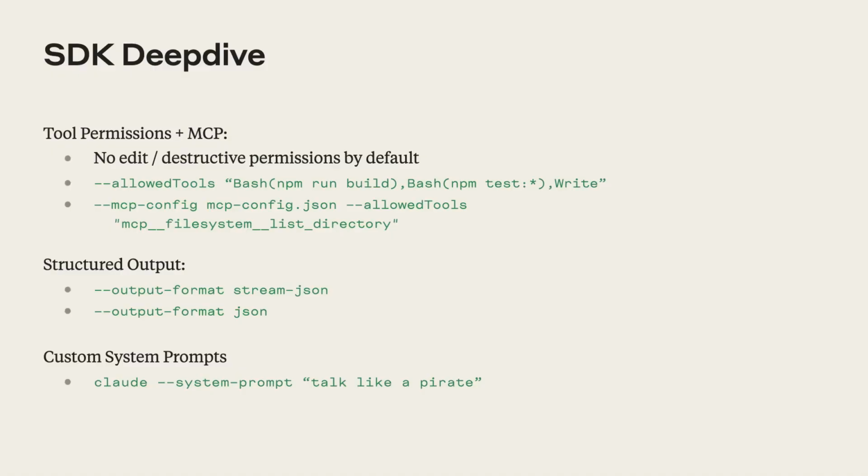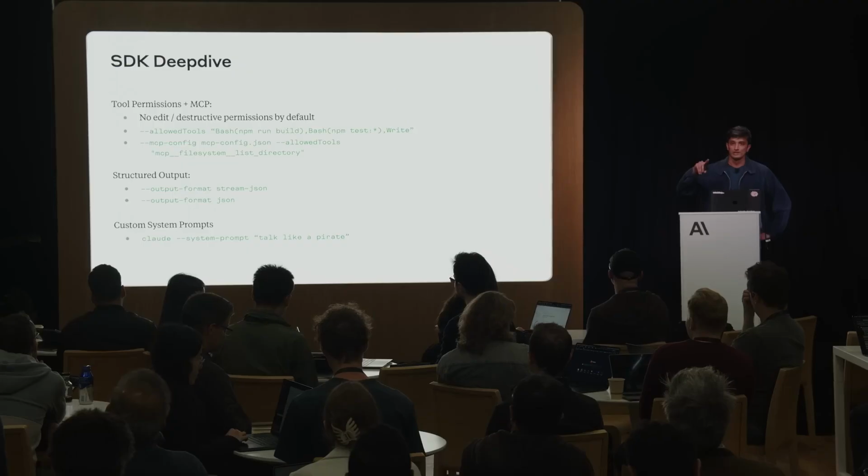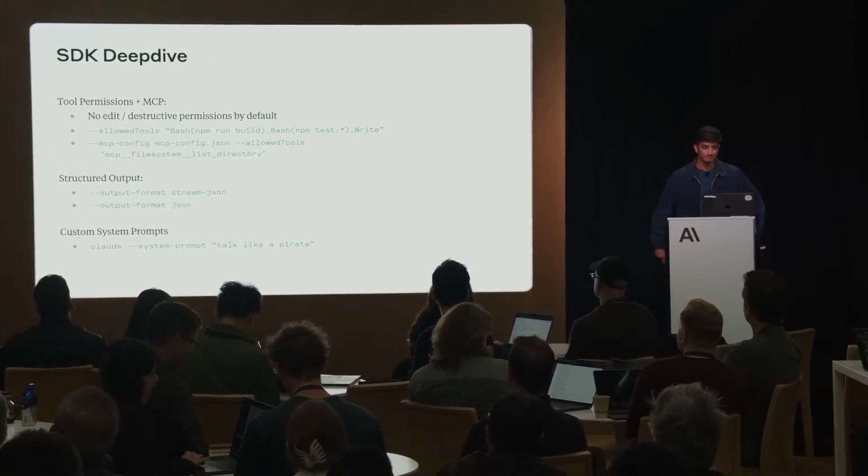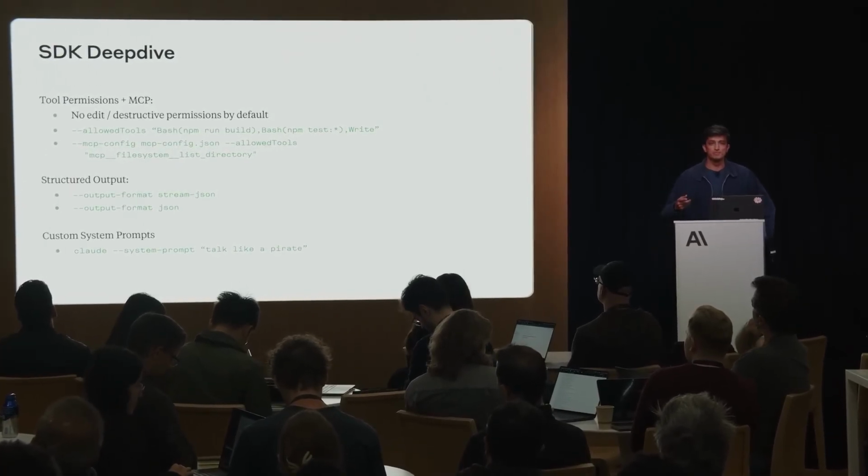So in this case, the first example, you see that I've given it bash permissions to npm run build, npm test, and the write tool, which is a good set of permissions because this allows Claude to self-verify what it's writing, build your project, test, and then continue writing. Similarly for MCP, if you have MCP servers configured, you can list those MCP tools as well. So it's a very similar process.